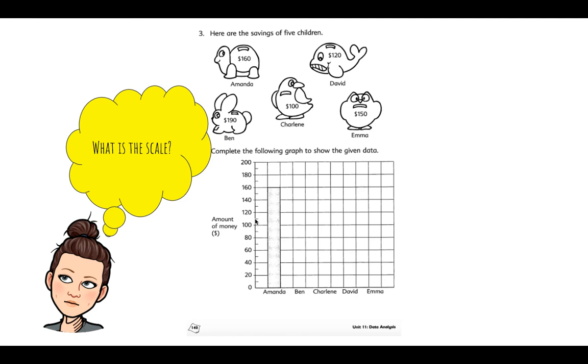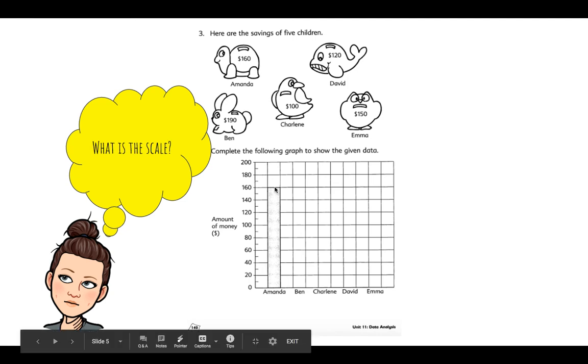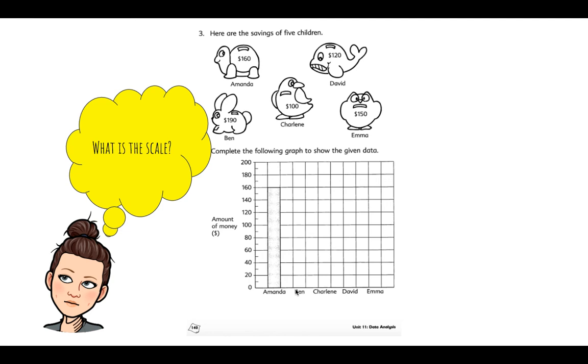Now 110, 120, 130, 140, 150, 160. So you'll see that Amanda has already been done for you. Amanda's bar goes up to 160. For this, you are not going to have to create your own scale or your axes and labels, but you will have to create the bars.